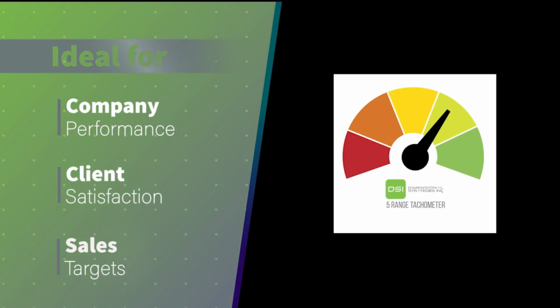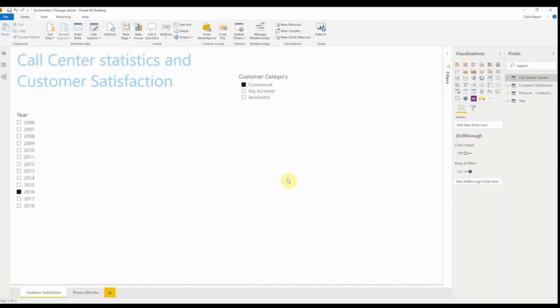For today's demo, our chart plots the customer satisfaction rating for a company called Contoso based on their online surveys. For this chart, the actual value and the target value by year and customer category are coming from the dataset, while the limits of the scale ranges are configured in the visual itself.